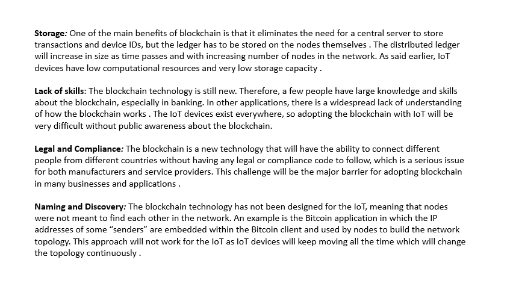Storage. One of the main benefits of blockchain is that it eliminates the need for a central server to store transaction and device IDs. But the ledger has to be stored on the nodes themselves. The distributed ledger will increase in size as time passes and with an increasing number of nodes in the network. As said earlier, IoT devices have low computational resources and very low storage capacity.